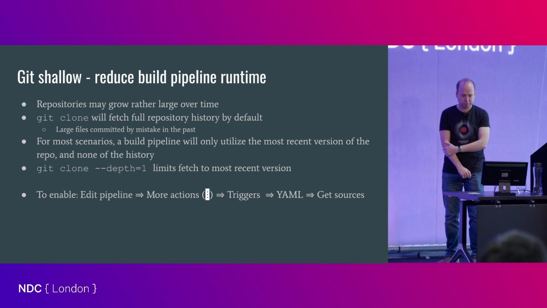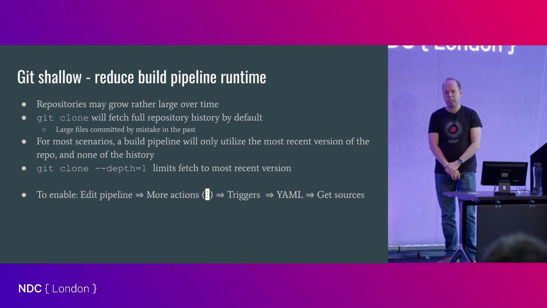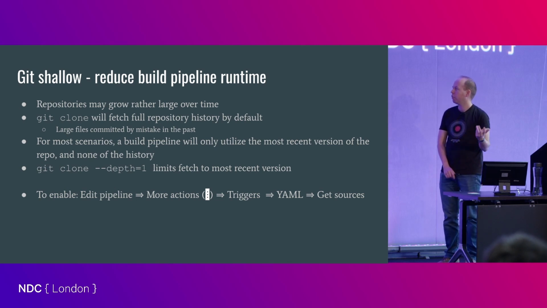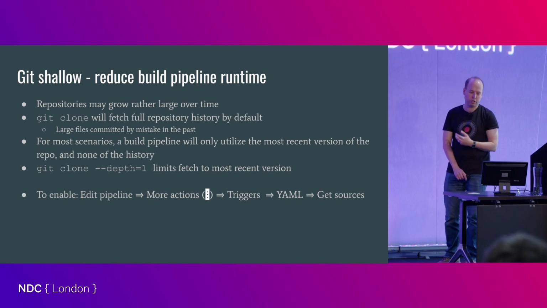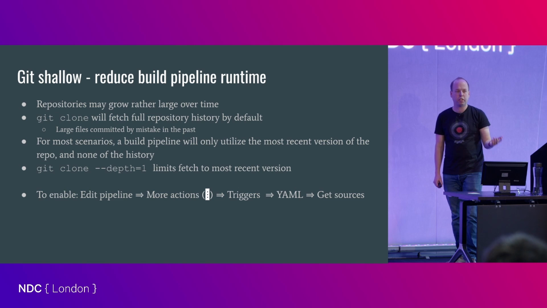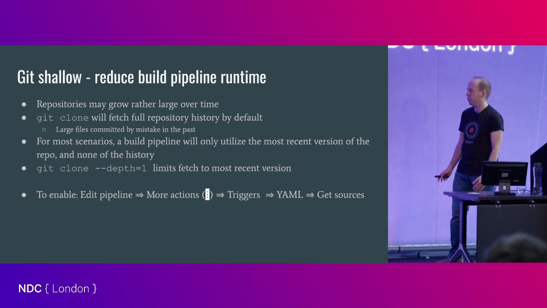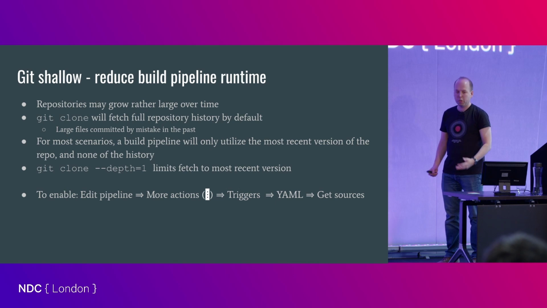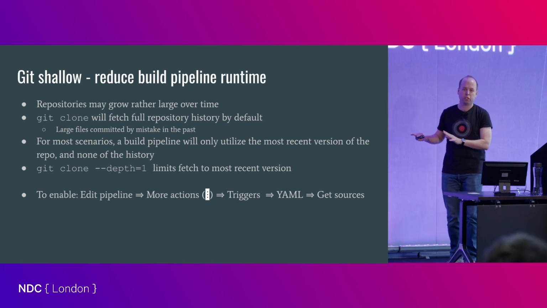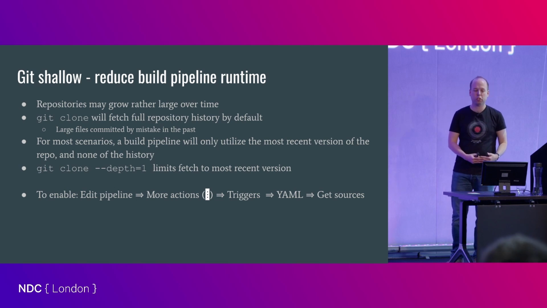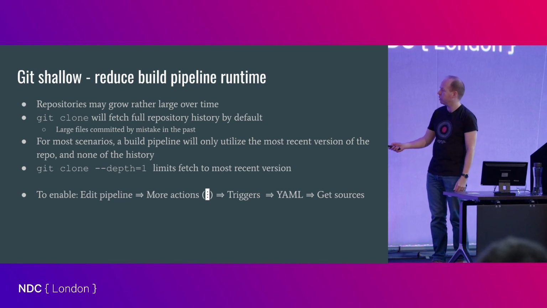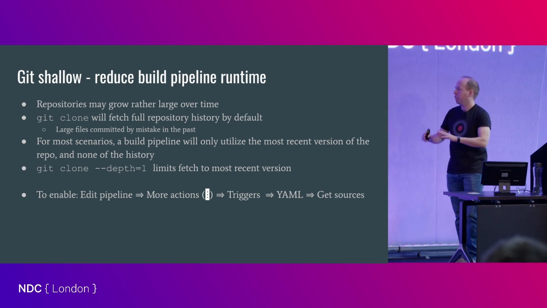So, Git shallow. Repositories can get pretty large over time. And when we do a Git clone, which is what regularly happens when we run our build pipeline, it will fetch the full repository and all the history by default, right? We might have in the past committed some large files by mistake, some testing data, whatever. We removed it, and we're good, but it's still there, it's in the history. So in most scenarios, your build pipeline doesn't really care about that history. It only cares about the most recent version of your code. And there's an additional parameter that you can add to your git clone command, --depth=1, and that limits your fetch to only the most recent version.